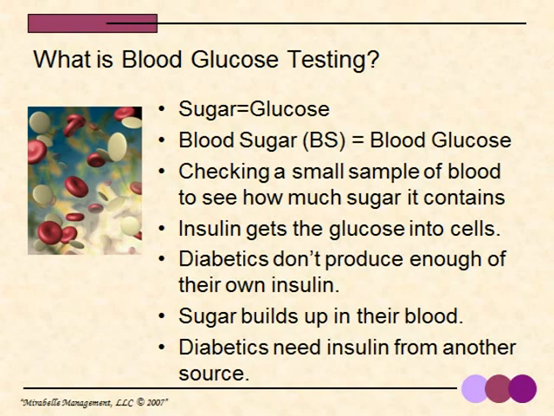What exactly is blood glucose testing? Simply put, it's checking a small sample of a person's blood to see how much sugar there is in it. Insulin gets the sugar into our cells so that it can be useful, but diabetics have lost the ability to produce enough of their own insulin, sometimes none at all, so their glucose or sugar accumulates in their blood, causing all kinds of health problems.